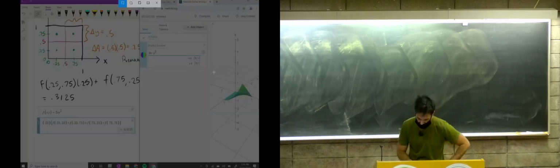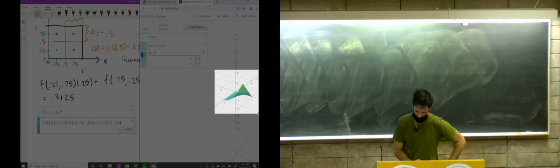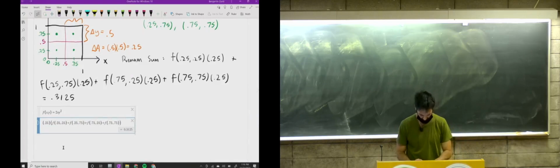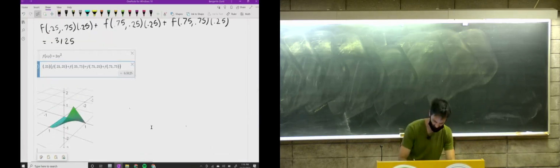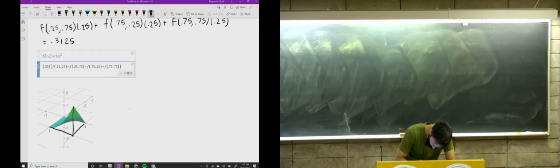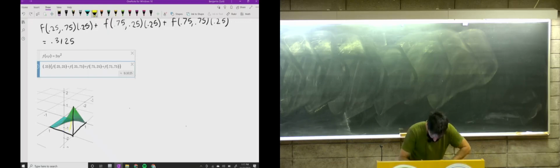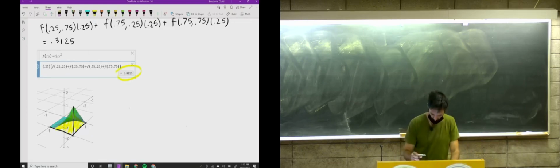So, yes, you're right. Thank you. Yes, we have found an approximation to the volume beneath this cute little thing. So we found an approximation to this region right here, this solid region underneath the function. It's approximately 0.3125. Okay, any questions?